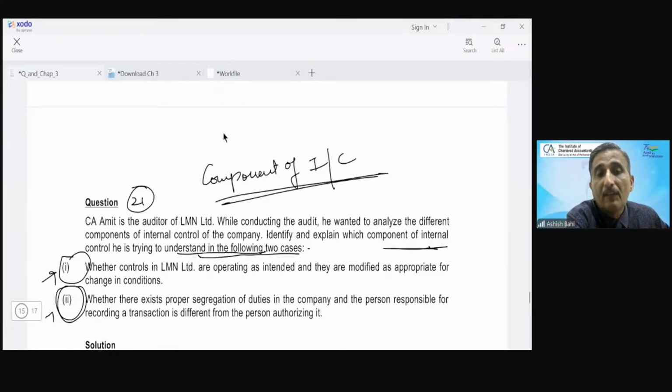So in the first situation, it is stated whether controls in LMN Limited are operating as intended and whether they are modified as appropriate for change in conditions. Now, which component of internal control is he studying? And second is whether there exists proper segregation of duties in the company and the person responsible for recording a transaction is different from the person authorizing it.